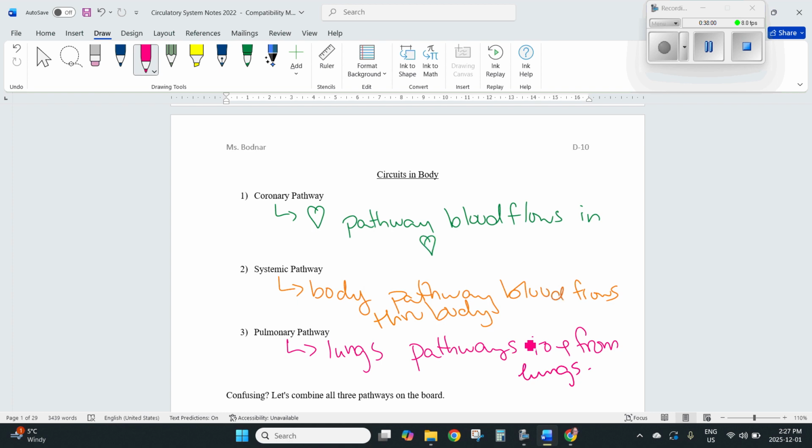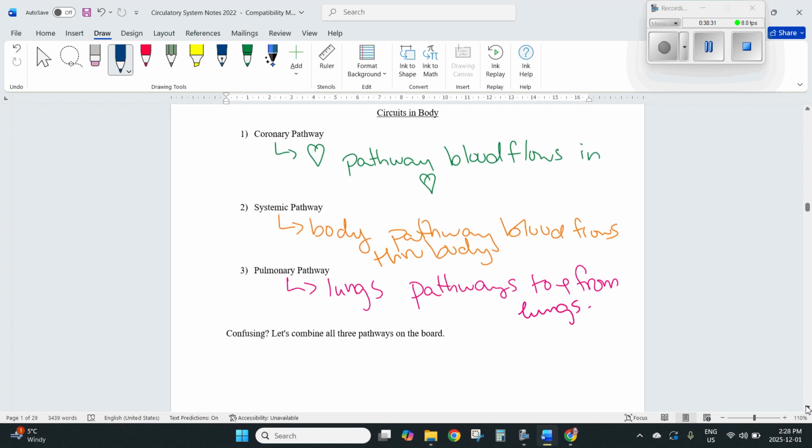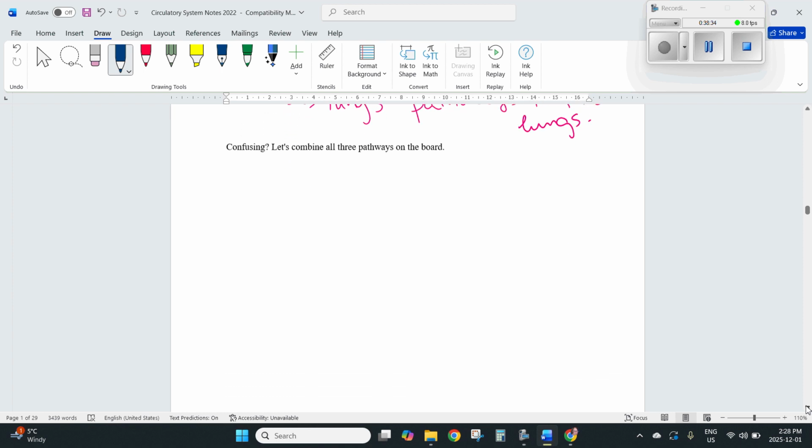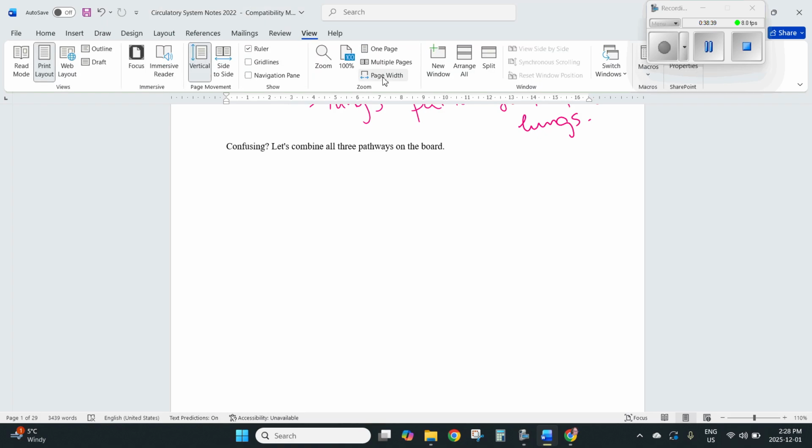So now what I'm going to do is combine all 3 of the pathways along with whether or not the blood is oxygenated or deoxygenated. Now I'm going to start at the vena cava. According to my diagram previously, the vena cava was deoxygenated blood. So I'm going to get out my blue pen. Okay, and I'm going to scroll down here. This is going to be a very long pathway. So I'm just going to make my view page width.